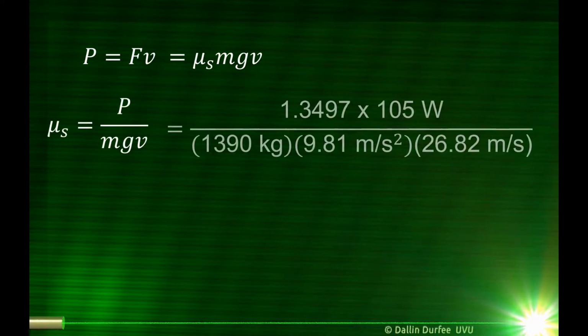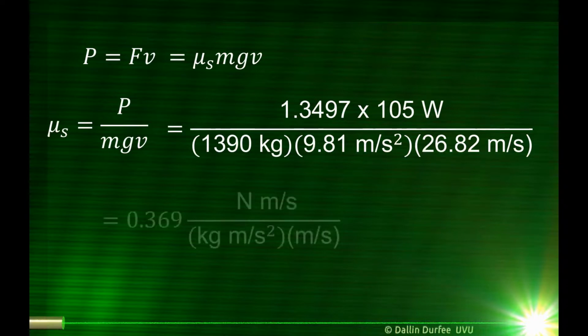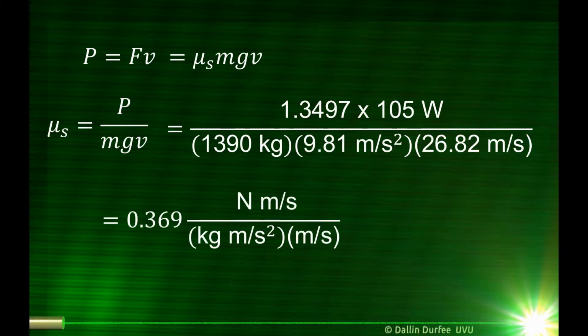All right, so we plug in the 181 horsepower, and we plug in the mass, g, and we plug in the maximum velocity, and we find that the coefficient of friction is 0.369. On top we have watts, which is joules per second, which is newton meters per second, and at the bottom we have kilogram meters per second squared, which is newtons, times meters per second. So all the units cancel out as they should, and we just get our coefficient of static friction of 0.369.